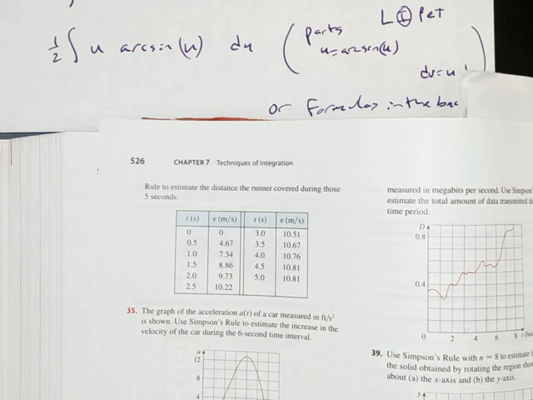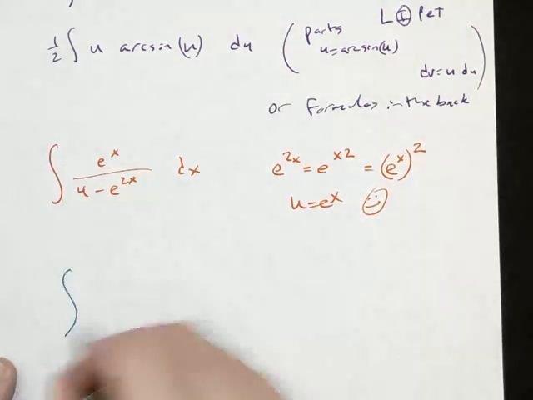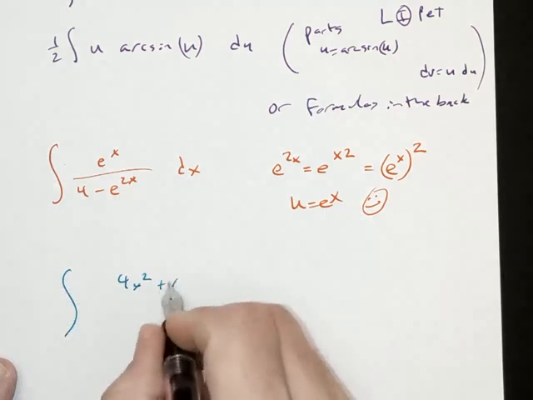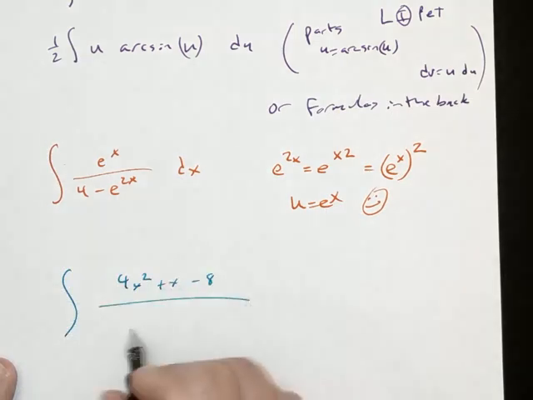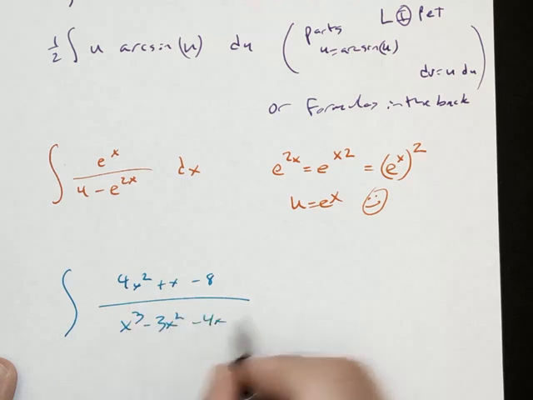Okay, Maddie. Can you go over 8 on review? If you'll throw it at me, because I don't have my review sheet in front of me. The integral of 4x squared plus x minus 8 over x cubed minus 3x squared minus 4x dx. This is a partial fractions problem.